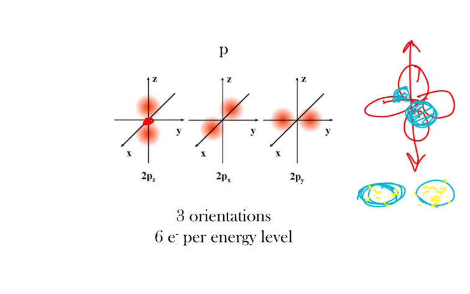And just like with the S-shaped orbital, each of these 3 orbitals can only hold 2 electrons, which is where we get this number 6 electrons per energy level, because 3 times 2 is of course going to give me 6.